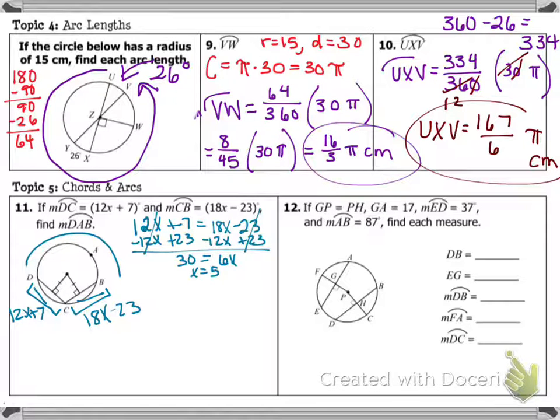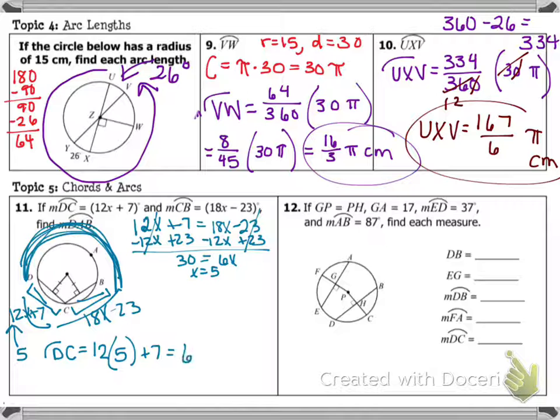But I'm supposed to figure out how big this arc is. If my arc out here plus these two equal 360, I better plug in 5 for x. I like multiplying 5 times 12 better than 5 times 18, so I'm going to plug that in here. 5 times 12 is 60. So the arc DC is 12 times 5, which is 60, plus 7, which is 67 degrees. So if DC is 67 degrees, so is CB.